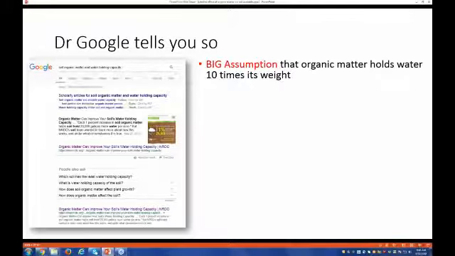So a little bit of math. The big assumption in this calculation is that it assumes that organic matter holds water 10 times of its weight. That's a big assumption. So we'll go through it again later. So how do they come about this number?